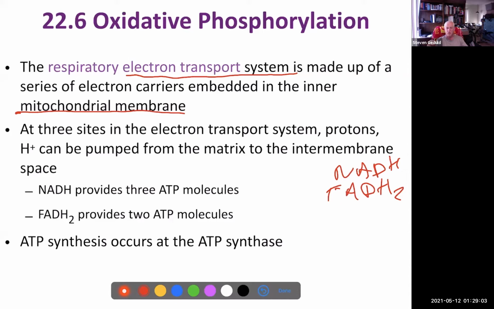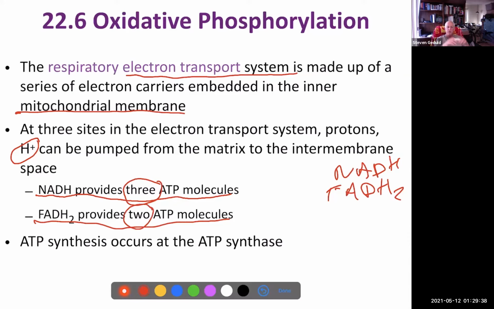Okay. So at all three sites in the electron transport system, protons, H+, can be pumped from the matrix inside the membrane to the intermembrane space. Remember that space between the membranes? That's where you're going to pump these protons to. So in the mitochondria, NADH, when it passes its electrons, is going to provide enough energy to make 3 ATP molecules. FADH2, when it's inside the mitochondria, is going to pass enough electrons to make 2 ATP molecules.